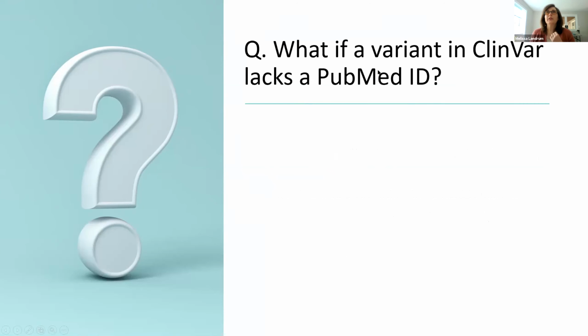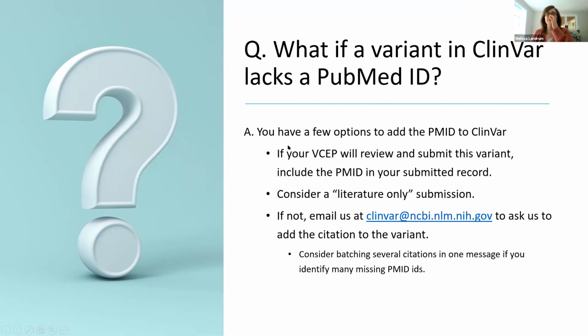What if a variant is already in ClinVar, but it lacks a PubMed ID? So there's a few options here. Again, if this is a variant that your VSEP is going to submit to ClinVar, one way is just to include that PubMed ID on your submitted record, and that will get it in. Otherwise, you can do a literature-only submission that we just talked about. If neither of these is an option, you can always just email us at ClinVar and ask us to add the citation to the variant.